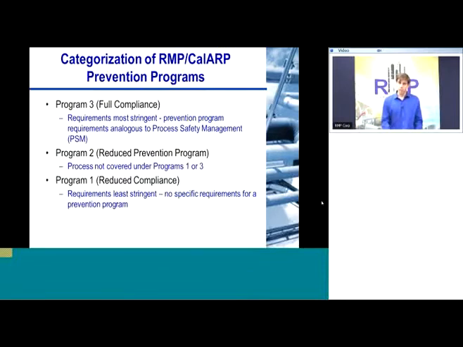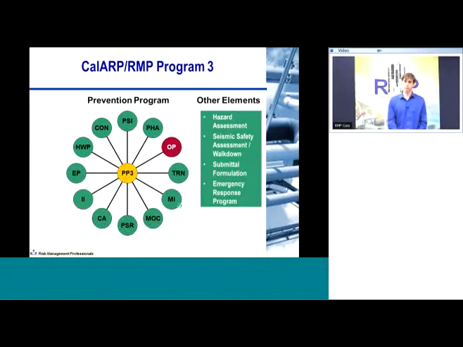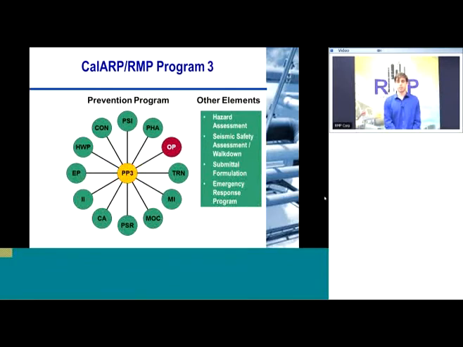So I've been mentioning this term elements all the time. This graphic on your screen should highlight the different elements for CalARP or RMP Program 3, and this is analogous to OSHA's PSM standard. And so starting at the top and going clockwise, we have your process safety information, your process hazard analysis, operating procedures, training, mechanical integrity. And so what I want you to take from this is just operating procedures is one element of having a very effective and diverse safety management system. As part of that, there's some other elements too, including the hazard assessment. In California, we have the seismic assessment, and then there's also emergency response and submittal formulation.